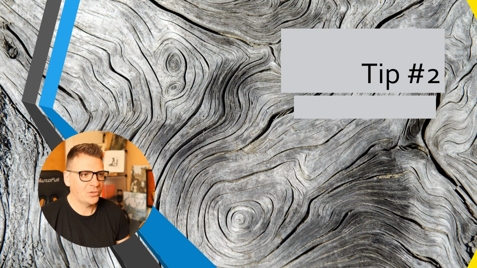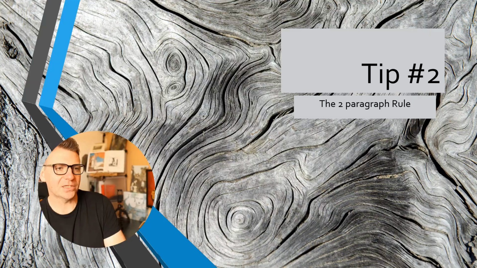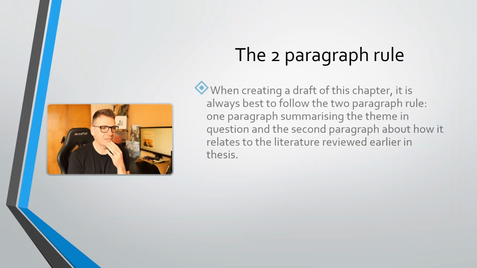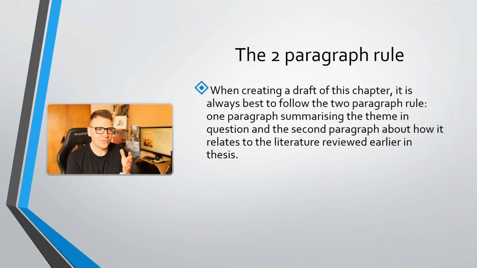Okay? Drum roll for tip number 2, the 2-paragraph rule. Okay, so a very famous rule I'm always talking about. And it essentially boils down to, when you're creating a draft of this chapter, the discussion chapter, it's always best to follow the 2-paragraph rule. One paragraph summarizing the theme in question from the findings chapter, and then the second paragraph about how it relates to the literature reviewed earlier in the thesis.